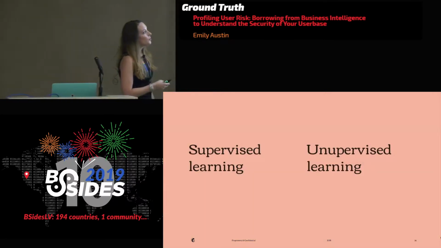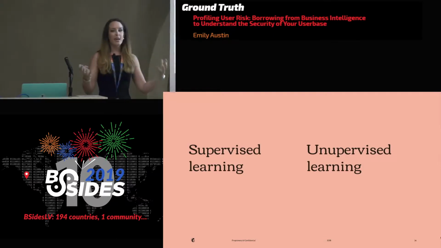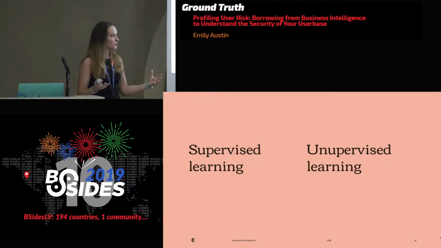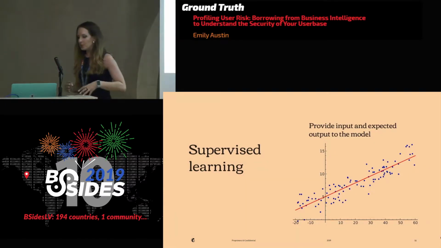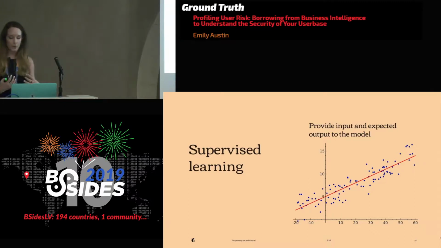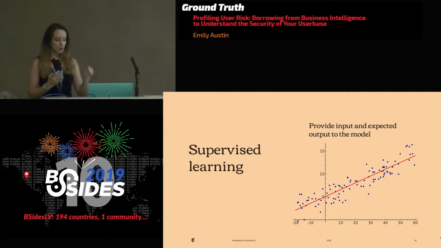Okay, so there's two main categories of machine learning algorithms typically we talk about. We have supervised learning and we have unsupervised learning. Supervised learning is when we provide input to the model and we also tell the model what we expect the output data to look like. Not what we expect it to be, but just some kind of sense of what it will look like.